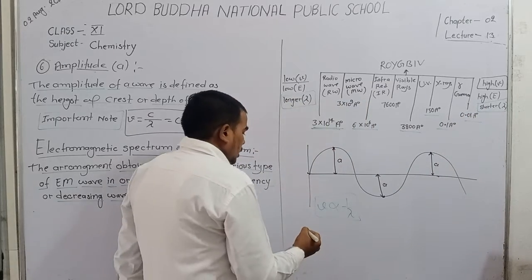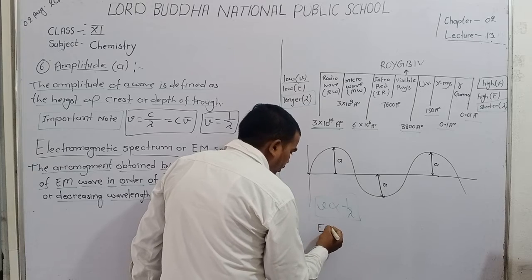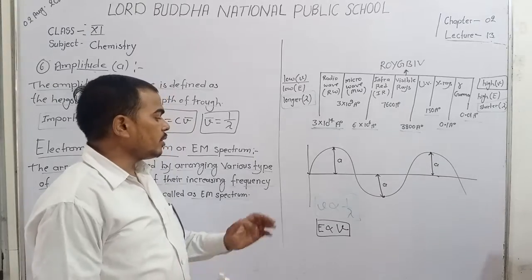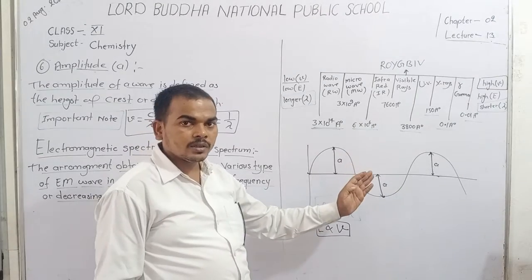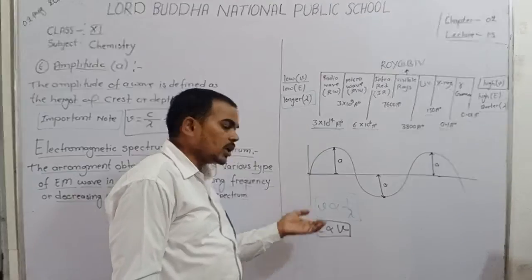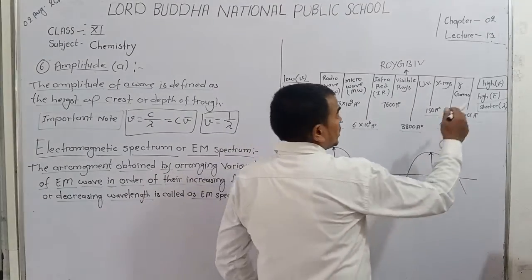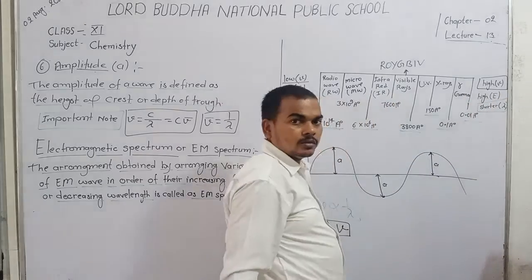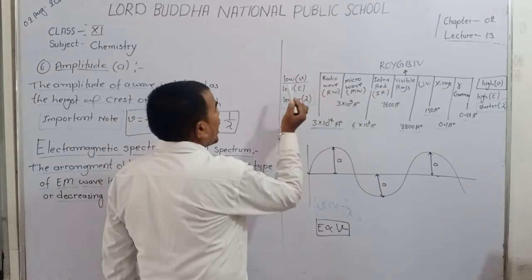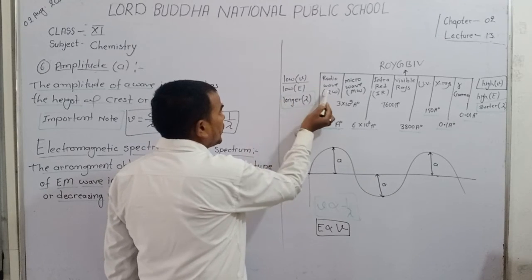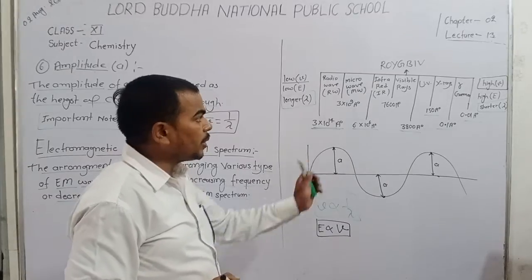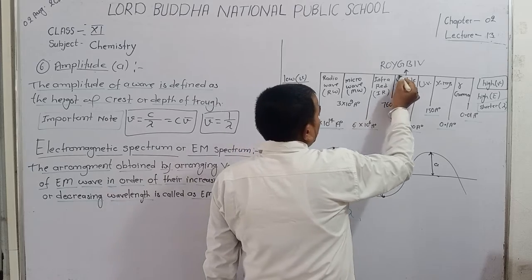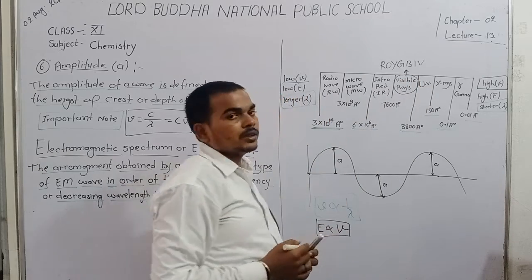Dear student, the energy of an electromagnetic wave is directly proportional to its frequency. So when the frequency of the electromagnetic wave increases, its energy also increases. Here we observe the high frequency of gamma, so gamma has high energy. Radio wave has low frequency, so radio wave has low energy as compared to gamma.